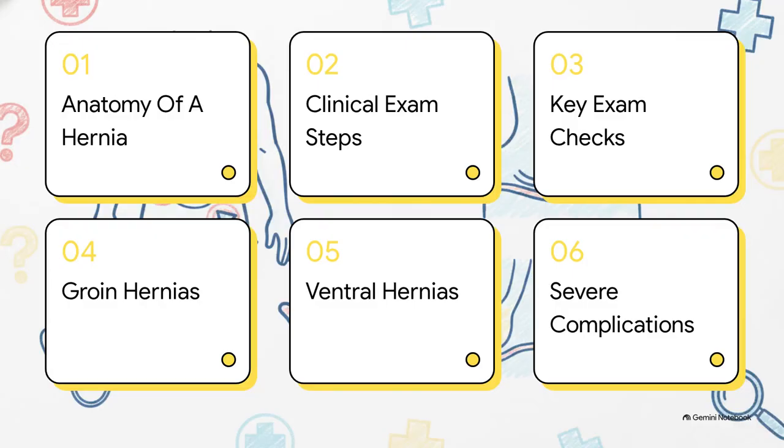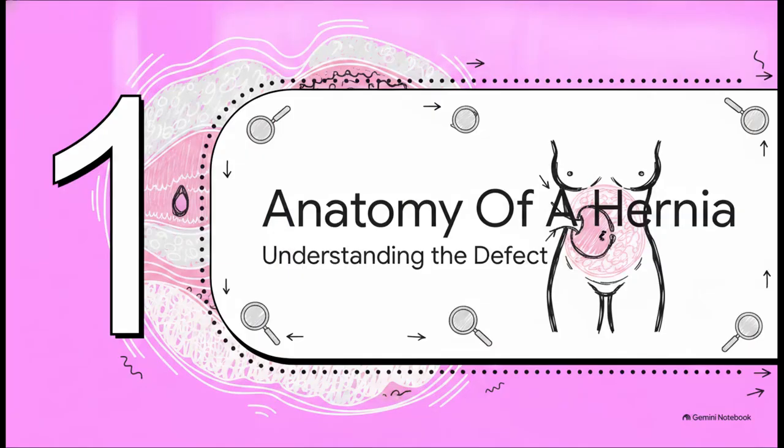Okay, here's the game plan to turn you into a true clinical detective. 1. Anatomy of a hernia. 2. Clinical examination steps. 3. Key examination checks. 4. Identifying groin hernias. 5. Identifying ventral hernias. And 6. Recognizing severe complications.